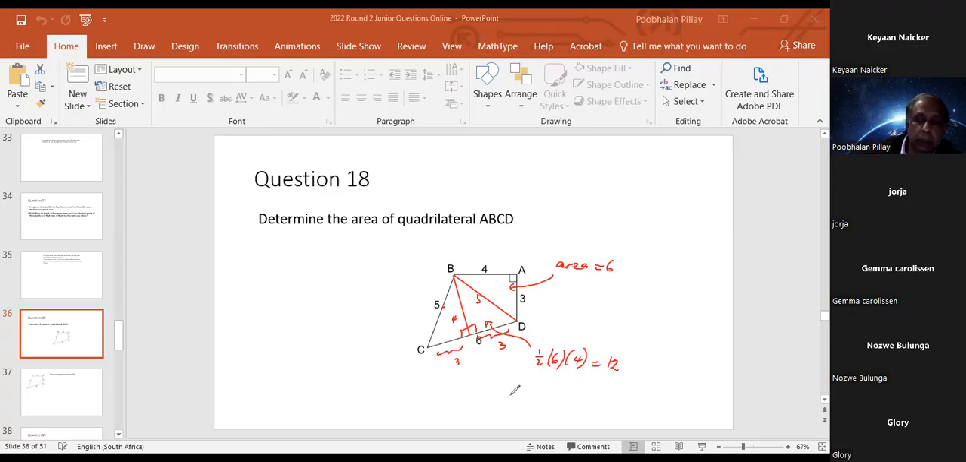6 plus 24 divided by 2. So the area of this triangle here is 12. The area of this is 6. So the answer is 12 plus 6, 18 square units. Units are not given.